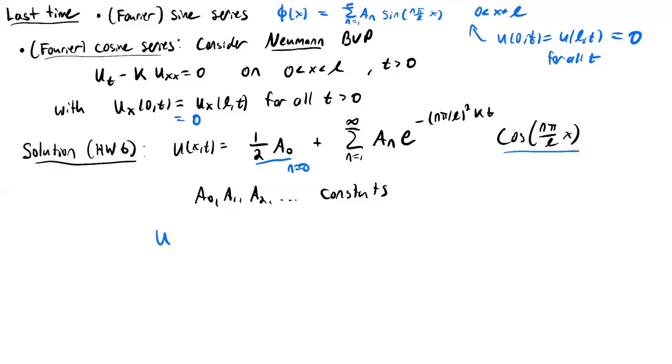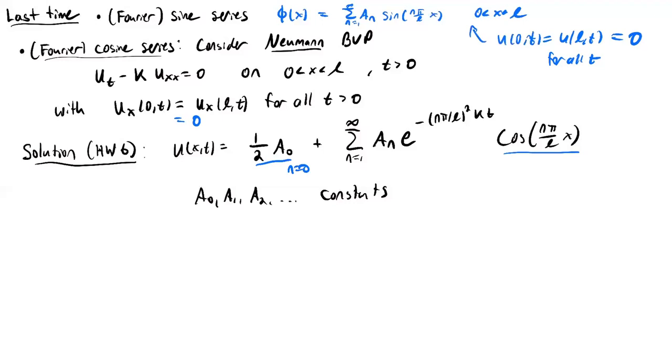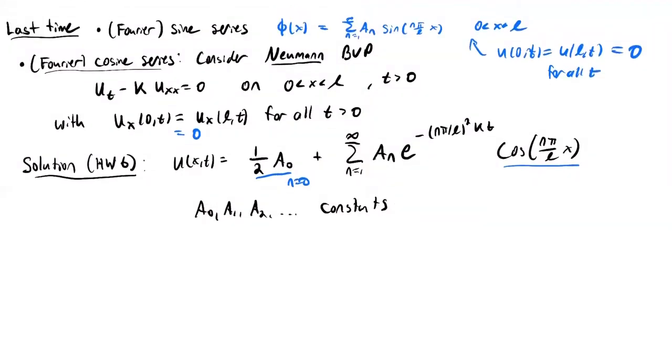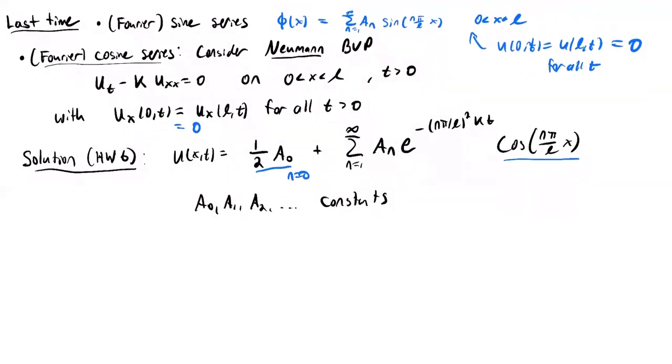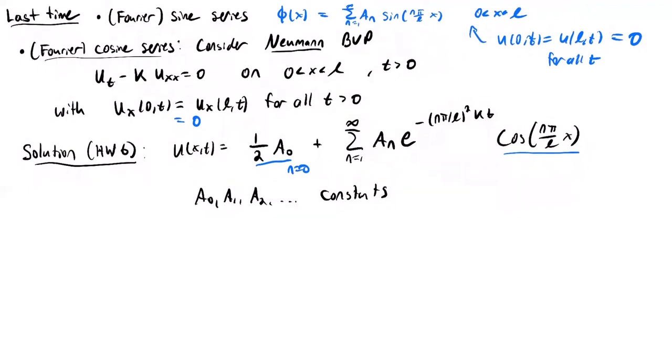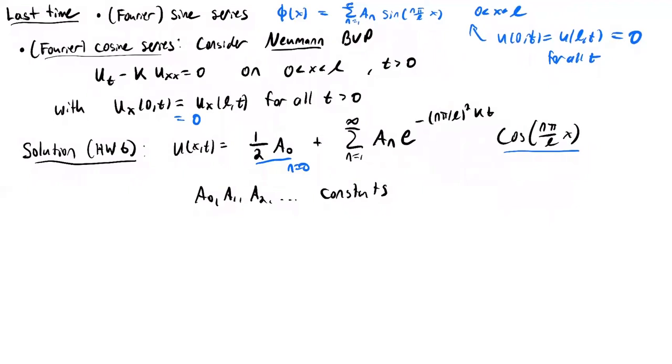The main thing I just wanted to point out is that there could be a coefficient corresponding to n equals 0, which was not the case for the sine term, mainly because when x is equal to 0, we expect the function to be 0 for the boundary value problem associated to sine.